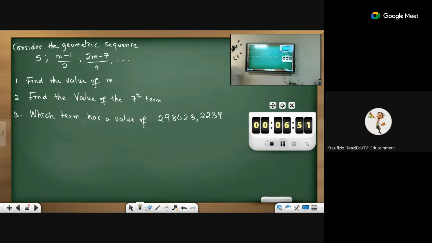Let me give you a hint for the first one. Once you see questions something like this, use common ratio. T2 over T1 equals what? T3 over T2. That's the way we're doing arithmetic: T3 minus T2 equals what? T2 minus T1. Same story, and then you solve. Let's try.